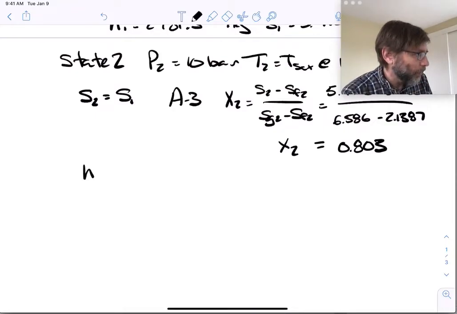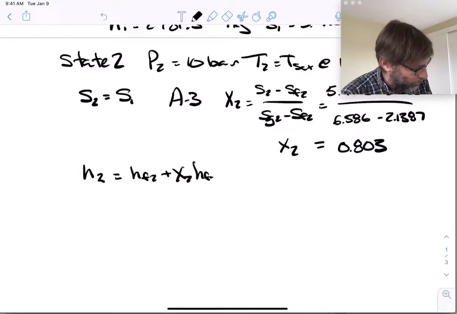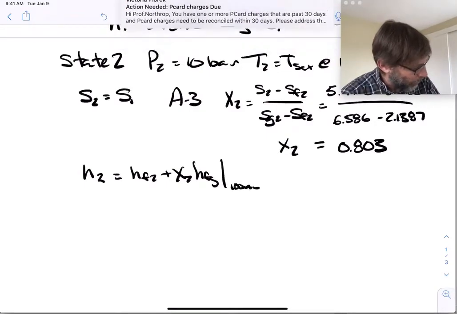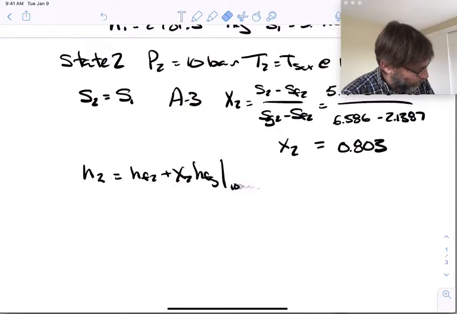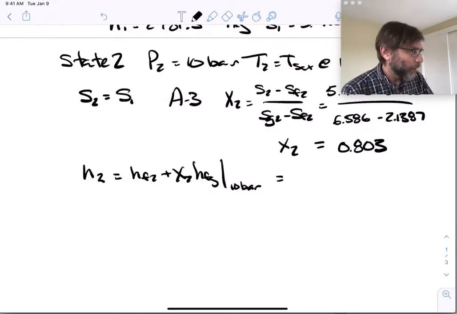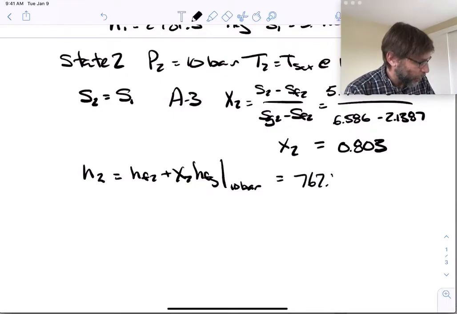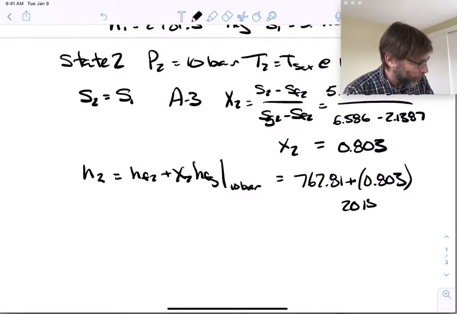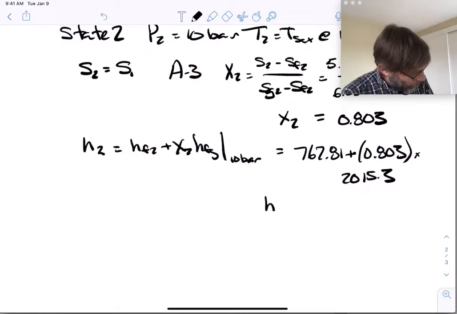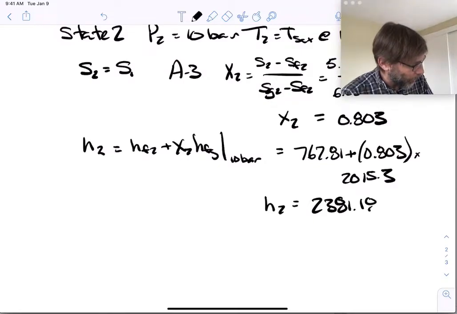Then H2 is equal to HF2 plus X2 times HFG at 10 bar. So again, looking at the table, we can calculate it. 762.81 plus 0.803 times HFG, which is 2015.3. Okay, and this ends up being H2 is equal to 2381.18 kilojoules per kilogram.